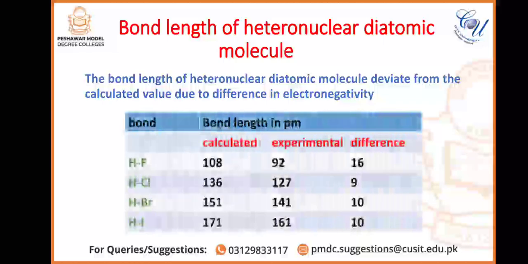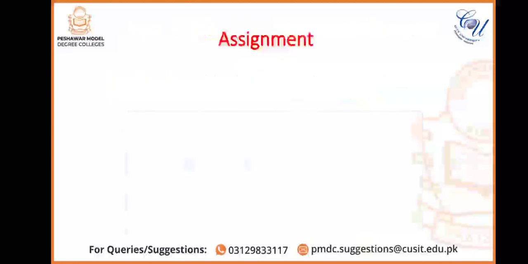From the table, you can see that for hydrogen halides, the experimental values are smaller than the calculated ones. If you look at the difference between calculated and experimental values, you can observe that the difference is greatest for hydrogen fluoride due to higher difference in electronegativity, because we know that fluorine is the most electronegative atom. I hope you understand this topic.